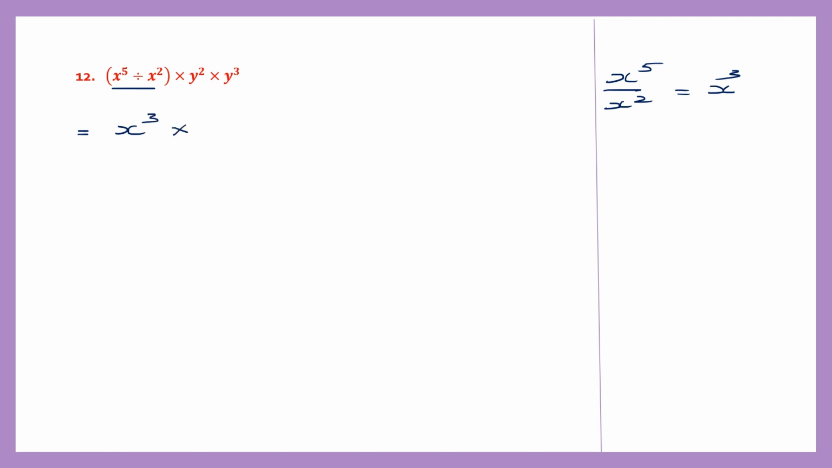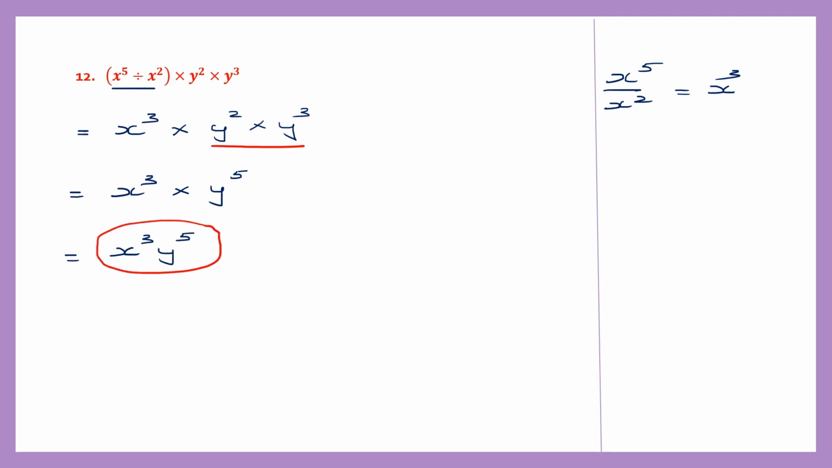And then we continue with into y square into y cubed. Now all are multiplication, so we can do it. But here let's work out the like terms. So this will be x cubed into y to the power of 2 into y to the power of 3, which is y to the power of 5, because in multiplication we add the powers. So here the answer will be x to the power of 3 y to the power of 5, because we have multiplied those. So this is our final answer.